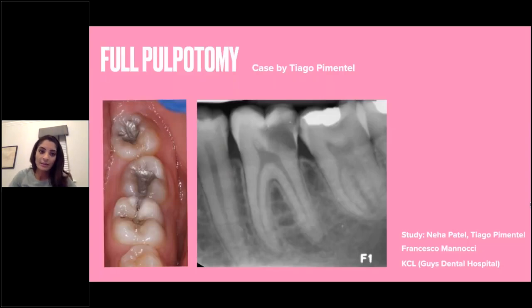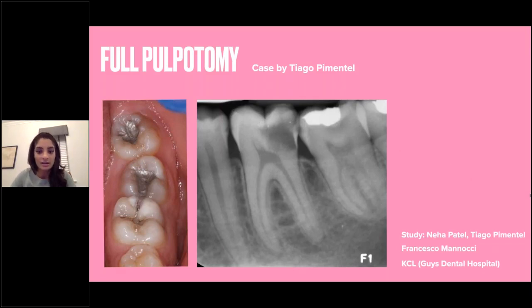This was a case that a full pulpotomy was carried out. I have to thank Tiago here for lending me this case. This is a case that he carried out of this lower 6 here.